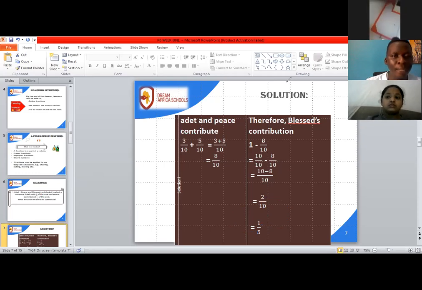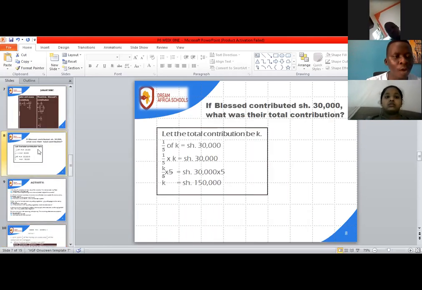Now, yesterday we had part B of this question. And what was it calling for? Part B was a very simple question, which said, if Blessed contributes 30,000 shillings, what was their total contribution? This 30,000 you are seeing here is the contribution for Blessed, right? So now that we know Blessed's contribution, it is easier for us to get the total contribution.